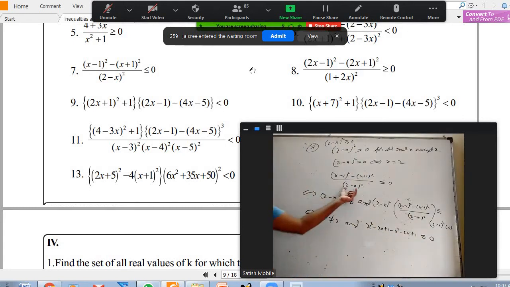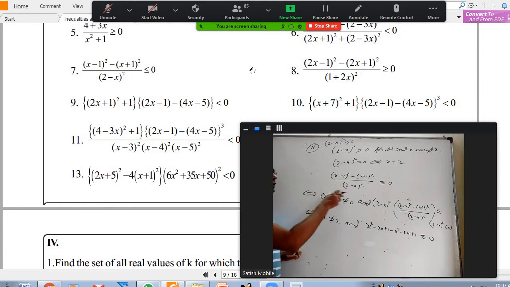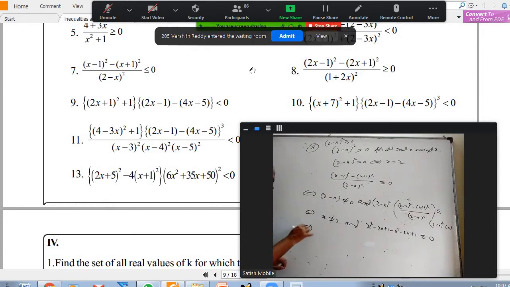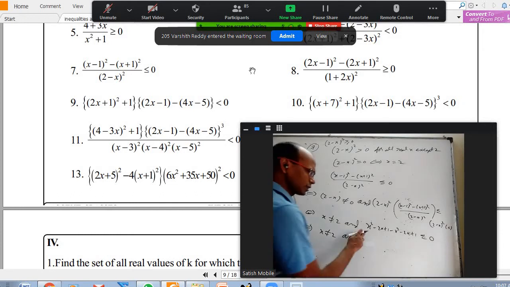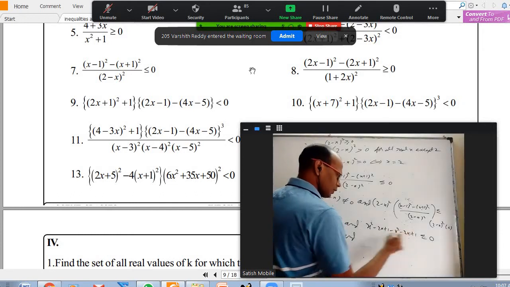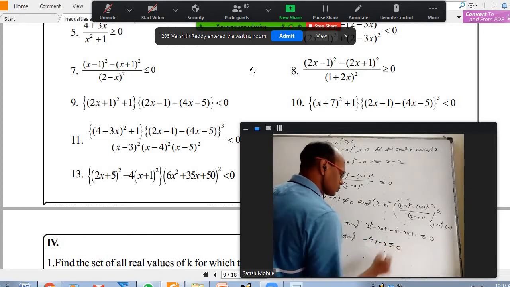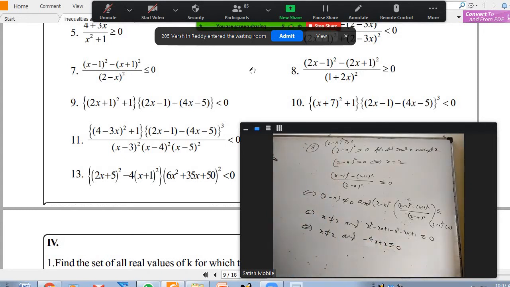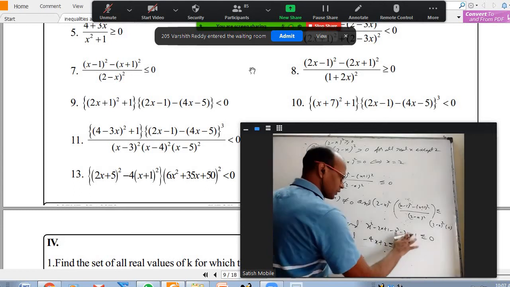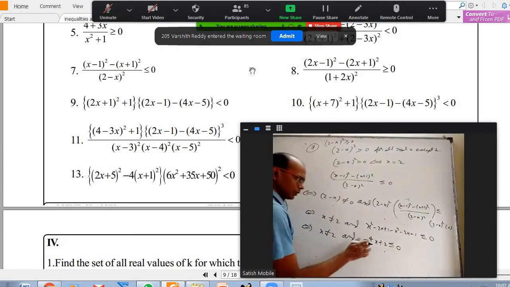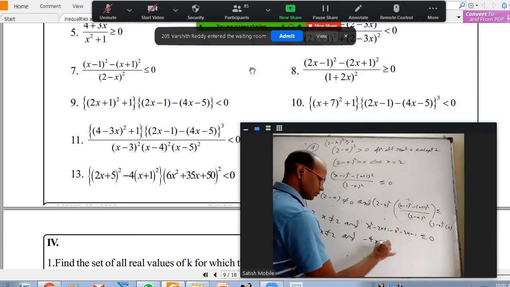One should not say simply it is positive. No, it may be 0, you have to take care of that. And it should be written in the next step only, not at the end. So x should not be 2. And here x square will cancel. I'll get minus 4x plus 2 less than or equal to 2. So it is minus 4x less than or equal to 0.